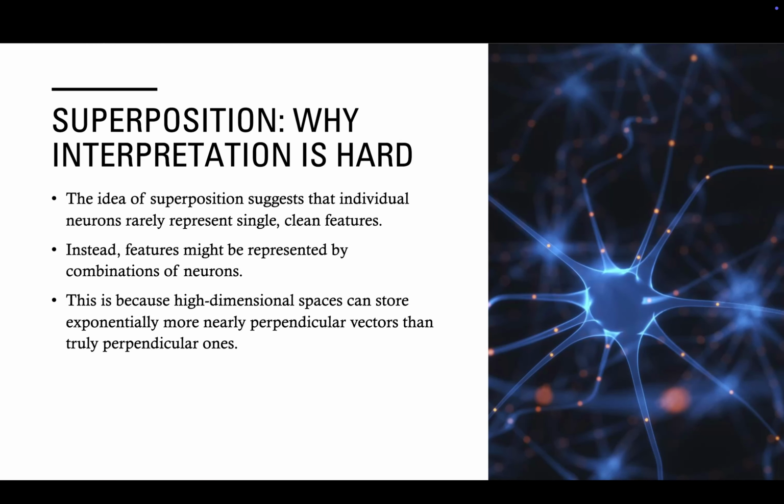So let's quickly talk about superposition and why interpretation is hard. The idea of superposition suggests that individual neurons rarely represent single, clean features. Instead, features might be represented by combinations of neurons. This is because high-dimensional spaces can store exponentially more nearly perpendicular vectors than truly perpendicular ones. Pretty much, this just means that while a single neuron might have slightly different information from another one, all we care about is the sum of all those neurons and from layers and all that we talked about from the previous weeks.